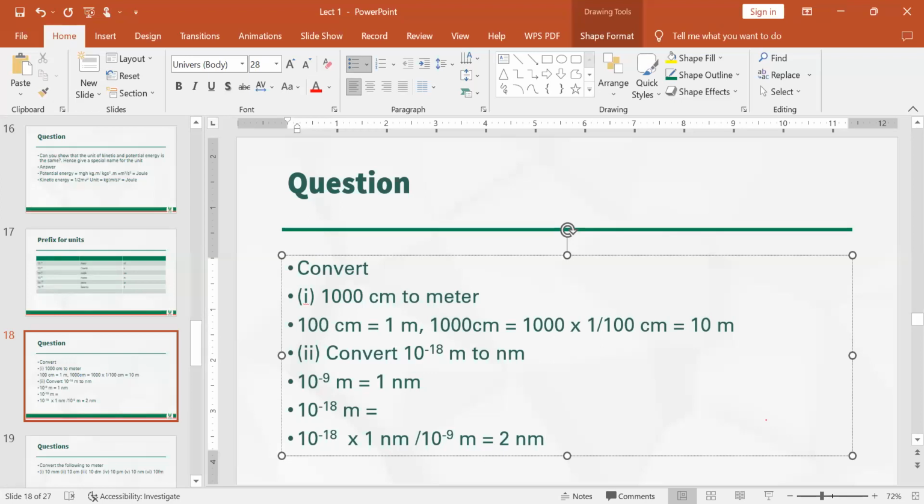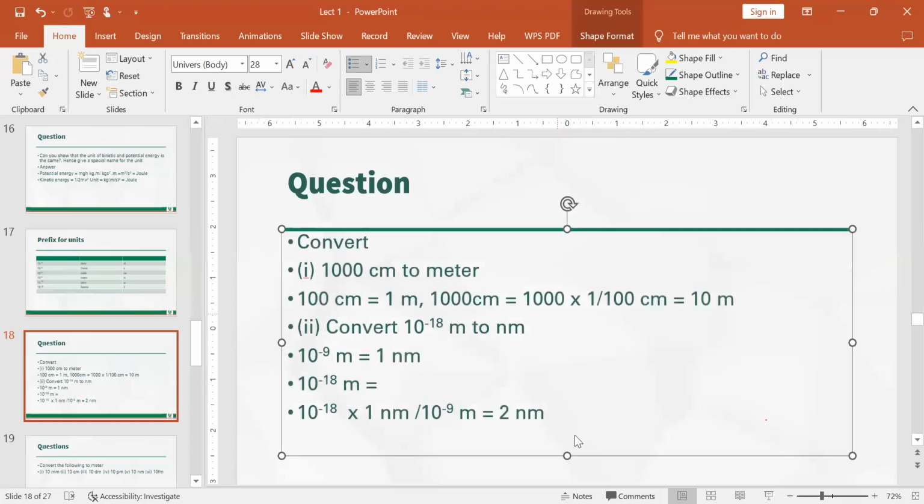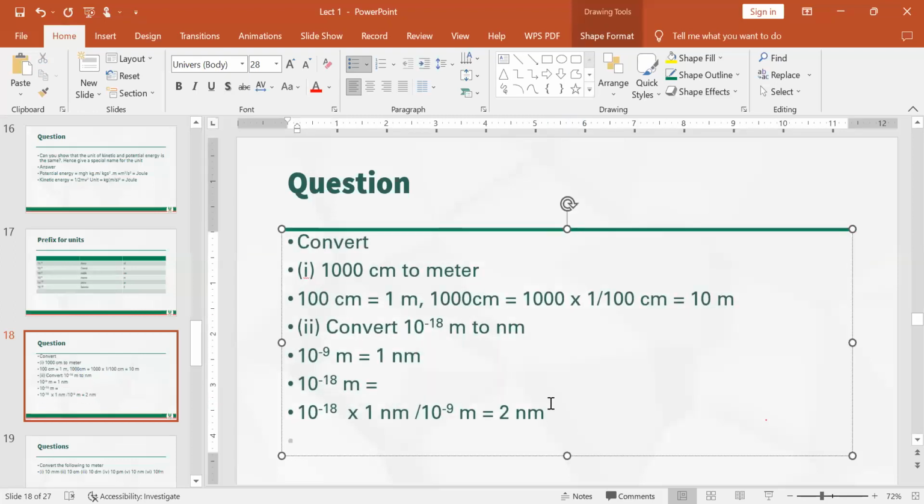You can try for picometer. You can try for yourself. Off your radio. Convert 10 to minus 12, or minus 24, minus 36 meter to picometer. You can convert that.